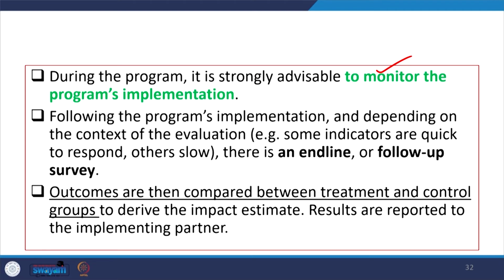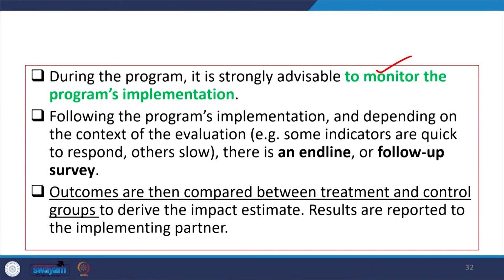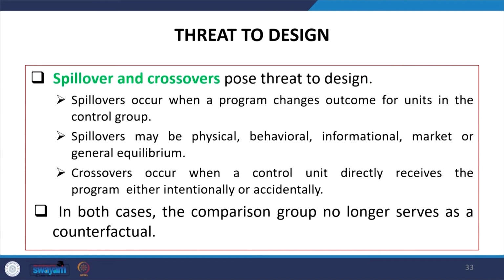Following the program's implementation and depending on the context of the evaluation, endline and follow-up surveys should be conducted. Some indicators are quick to respond and others may be slow. So, the intervention is going to give you the right direction. Outcomes are compared between treatment and control groups to determine the impact estimate. Results are reported to the implementing partner once this process has been completed.